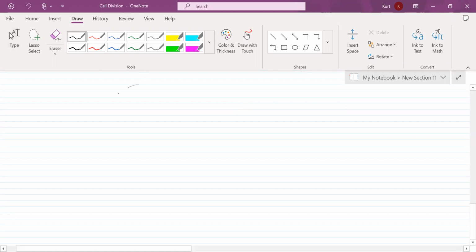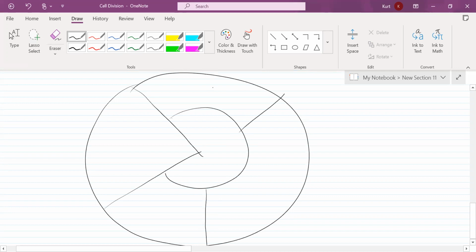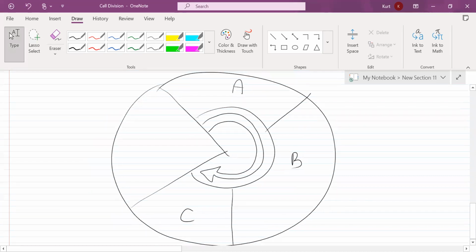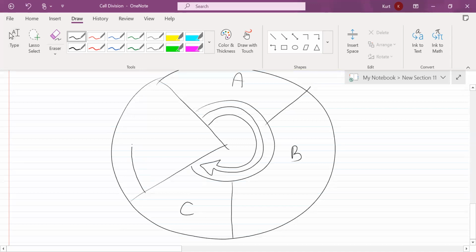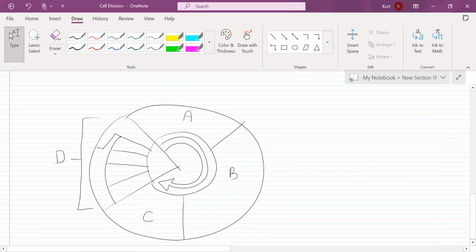So the first thing is you just need a big old circle. If you're at your desk, you already have this. I'm just drawing it out. Okay. All right, so far so good. All right, there it is, the cell cycle. So let's get to labeling it.